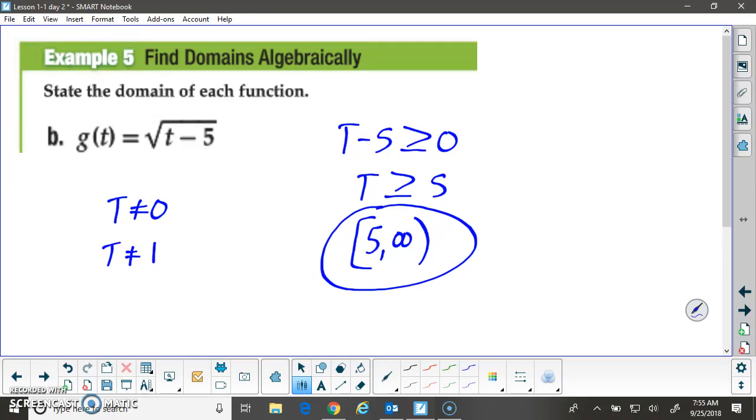Any number equal to 5 or greater than 5 we can put into this function, which would be the collection of inputs called the domain.